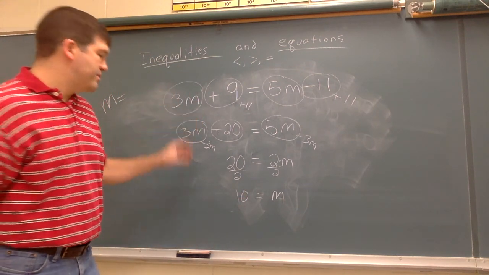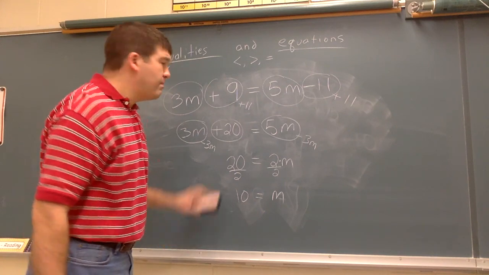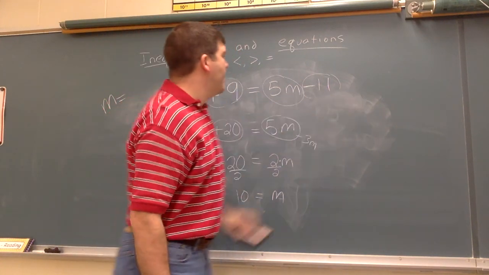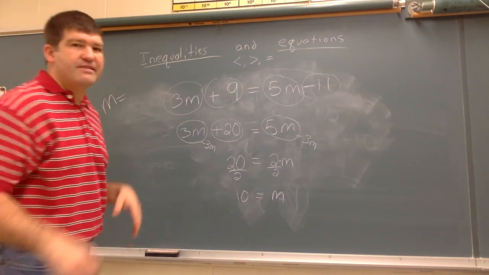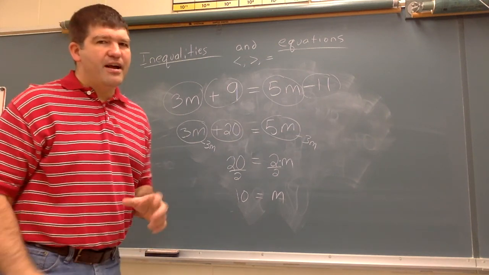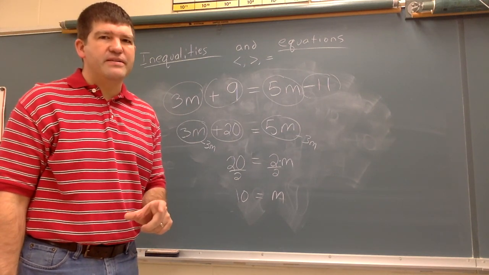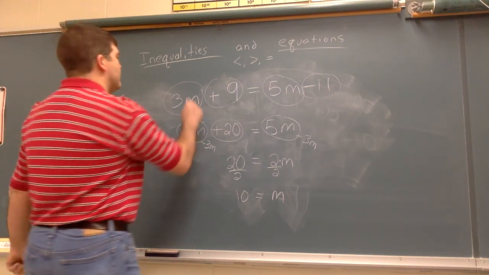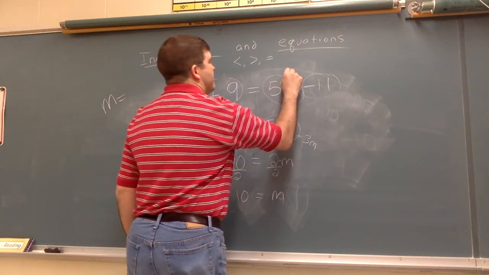Now, let's go back to the original problem. And I'm going to plug in 10 for m. And I'm going to see if it works. This is the fun part. This is where I think I got my variable. I think I know what the value is. I want to just check. So I'm going to make this 10, and I'm going to make that 10.